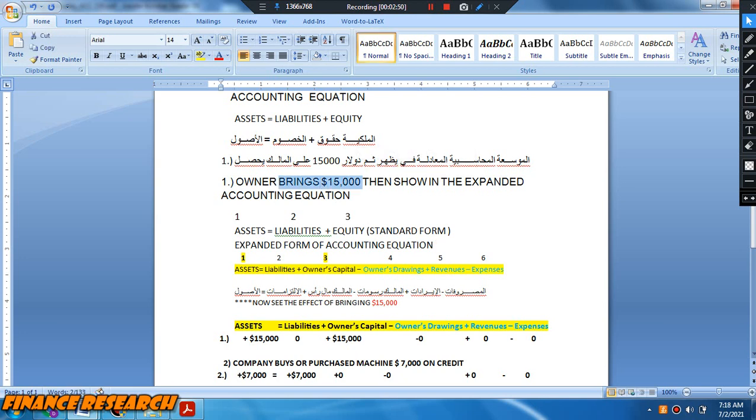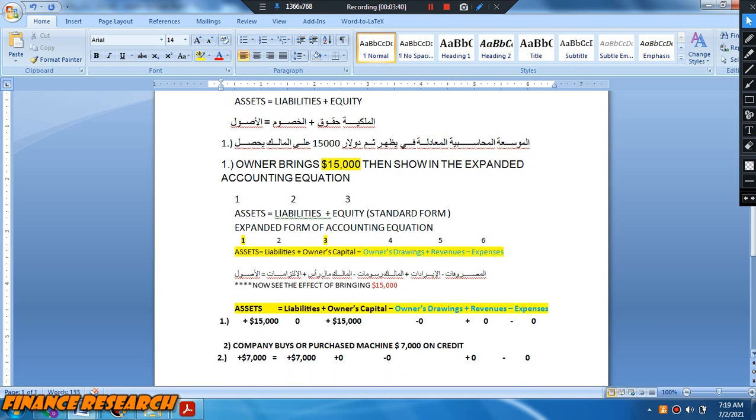How much does he bring? He brings $15,000 into the business. So what will be the effect? Now see the effect of bringing $15,000 in the form of cash. On the asset side it is $15,000, equal to liabilities, no effect, plus owner's capital, which is $15,000 now, minus owner's drawing, no revenue, no expenses. So the overall effect will be equalized. The $15,000 cash will increase, and obviously the owner's capital has been brought into the business.